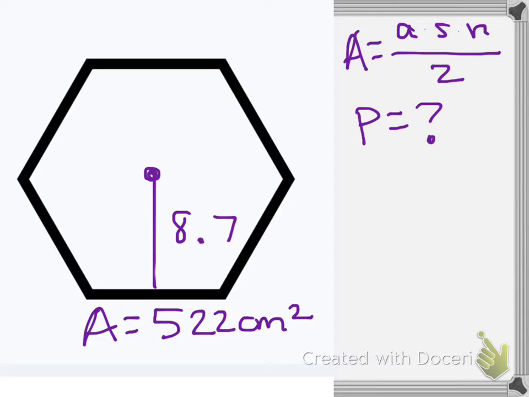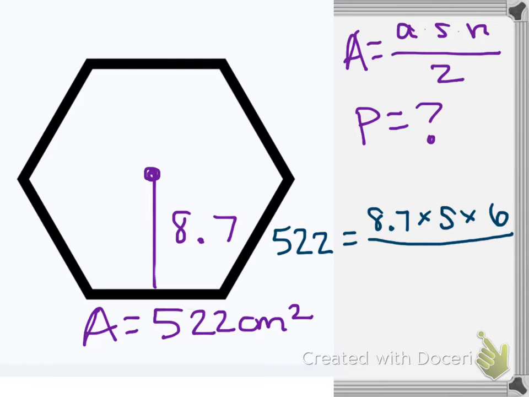So we need to set up our equation. We're going to fill in 522 for the area. We know that the apothem is 8.7. We don't know the side length, so that stays S, but we do know the number of sides is 6. This is where a lot of kids get confused because they're like, well, we don't know what n is. Yes, we do. We can count the sides even if we don't know the side length. And we divide that all by 2.